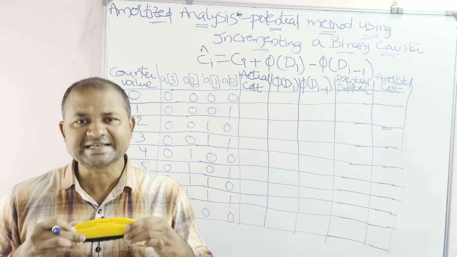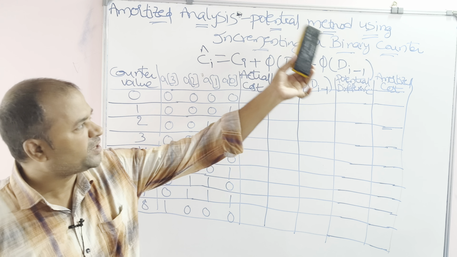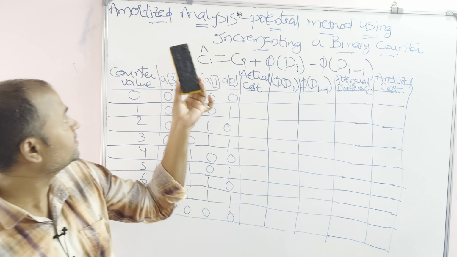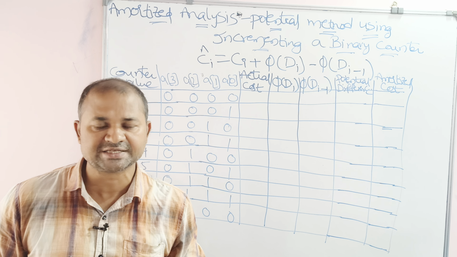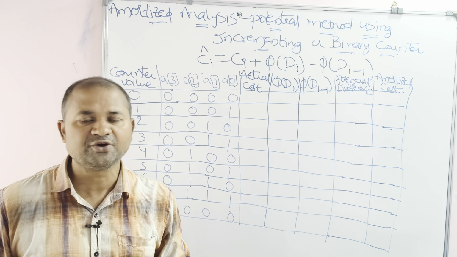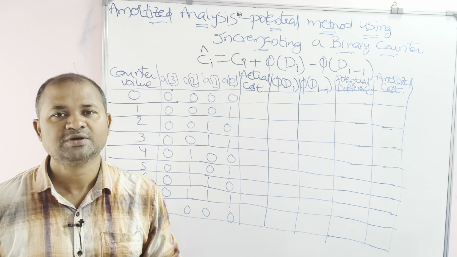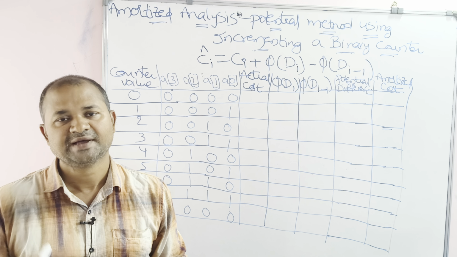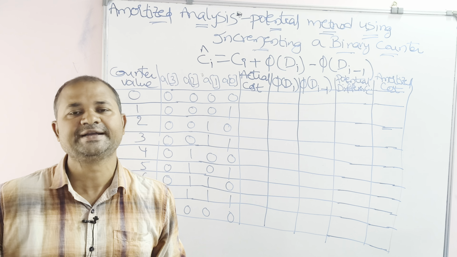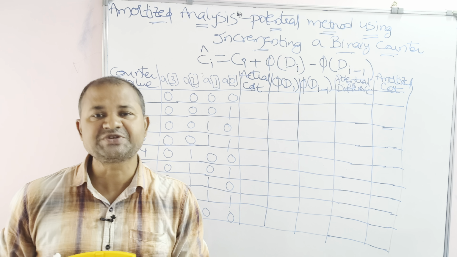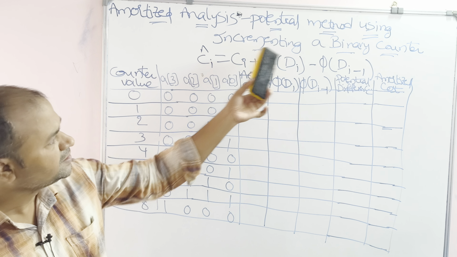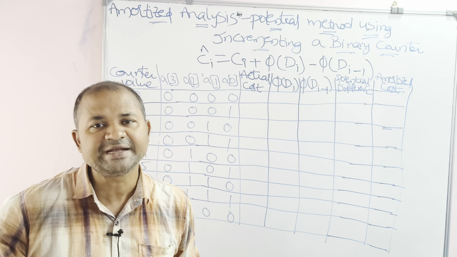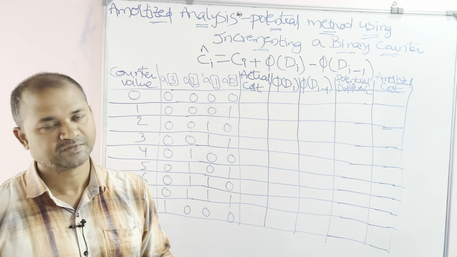Now let us discuss the potential method using incrementing a binary counter in amortized analysis. In the last video, we saw the potential method using stack operations. I will share that video link in the description as well as the first comment. Incrementing a binary counter is nothing but incrementing a binary number.